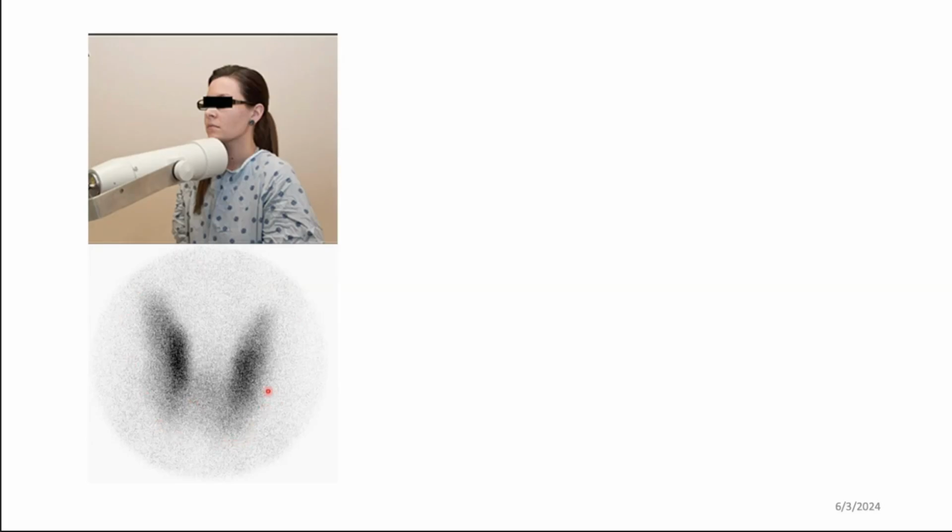So you see, it doesn't give you anatomic details. The gland itself looks very fuzzy and hazy.